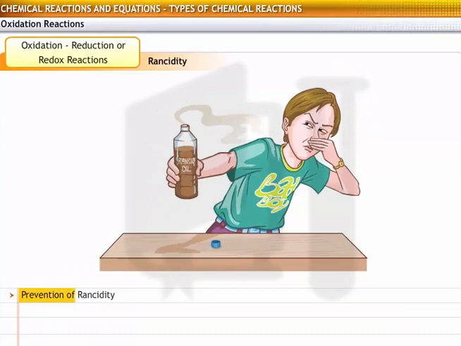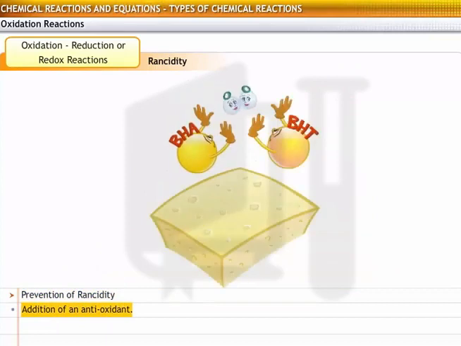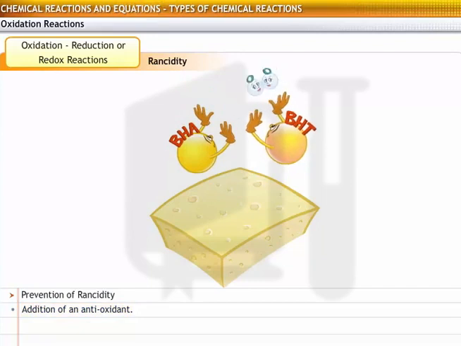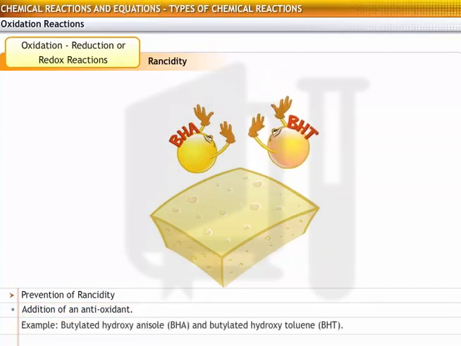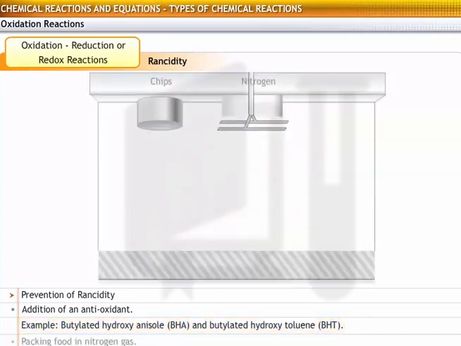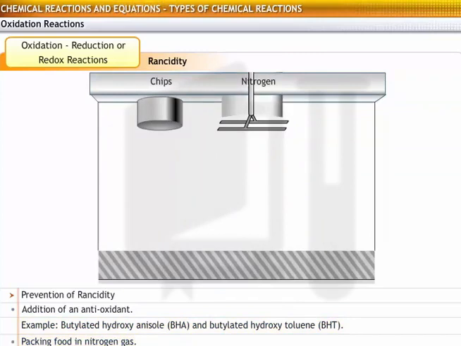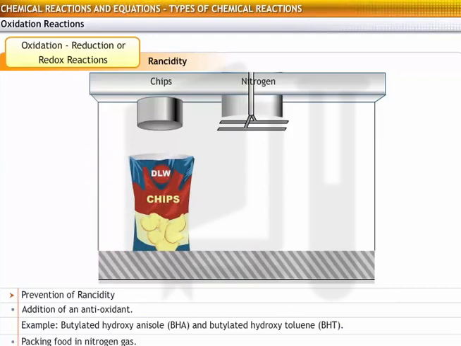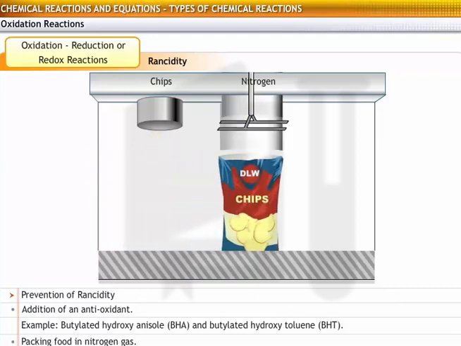Two ways to protect food from rancidity are addition of an antioxidant. An antioxidant is a substance that prevents oxidation. Two common antioxidants used in food are butylated hydroxyanisole (BHA) and butylated hydroxytoluene (BHT). The other way is by packing food in nitrogen gas, as nitrogen prevents oxidation of food. For example, rancidity in potato chips can be prevented by flushing the bags with nitrogen while packing.